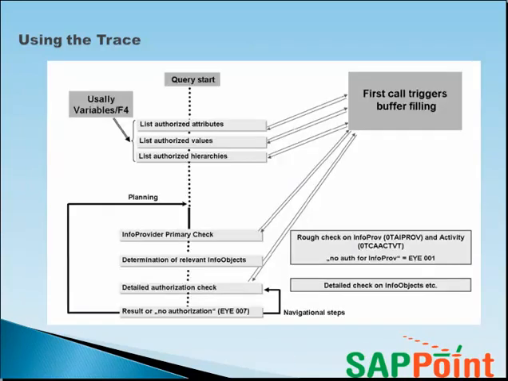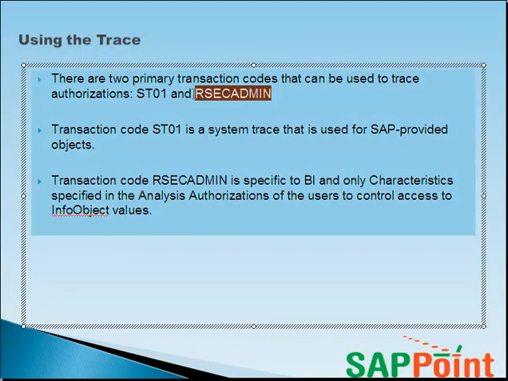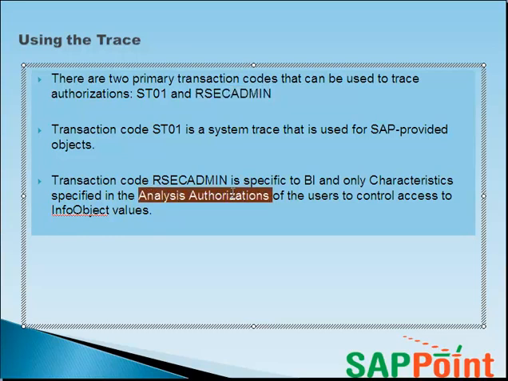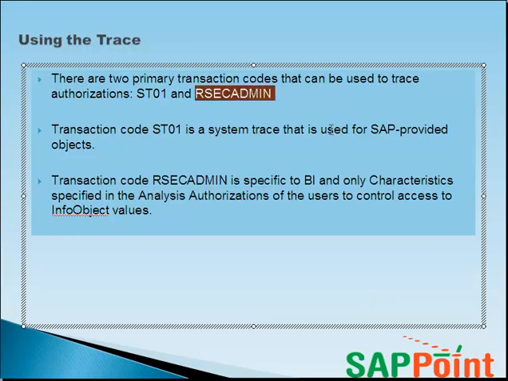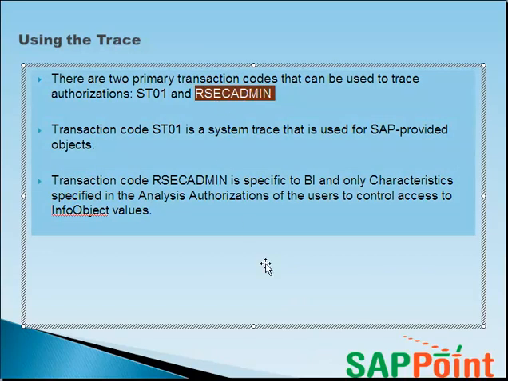So to summarize, the troubleshooting in BI is done using the transaction RSecAdmin. And this is used for troubleshooting any issues with analysis authorizations. Again, RSecAdmin is a replacement for transaction RSSM and RSSM trace that was available to us in BW. So that's another difference between BI and BW.